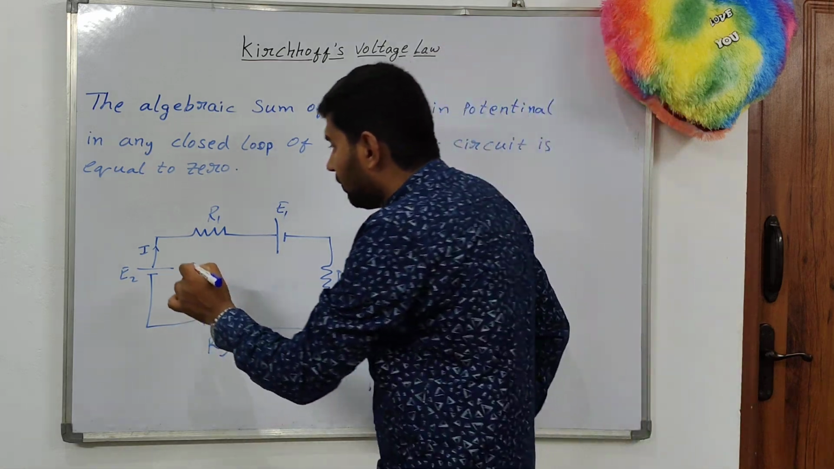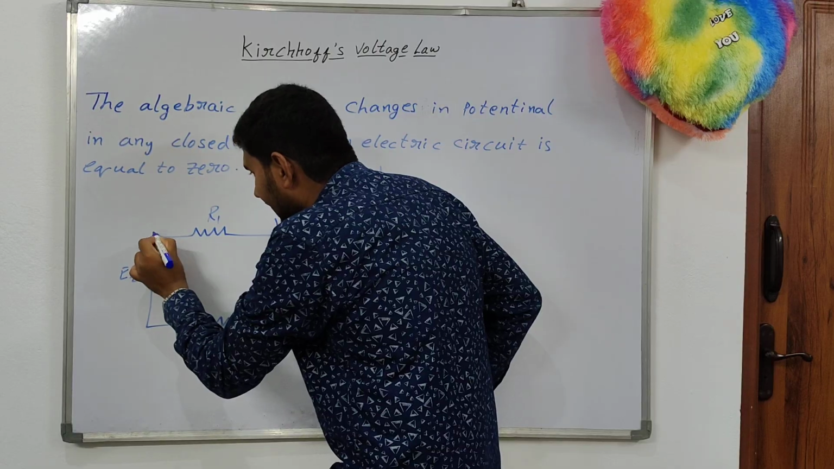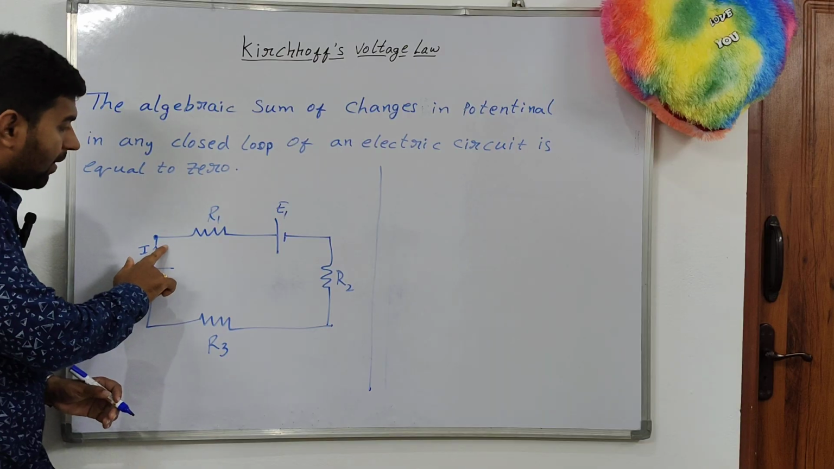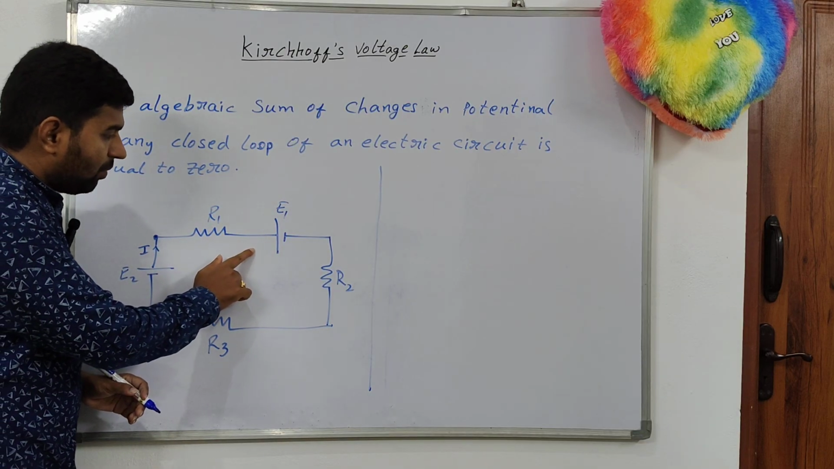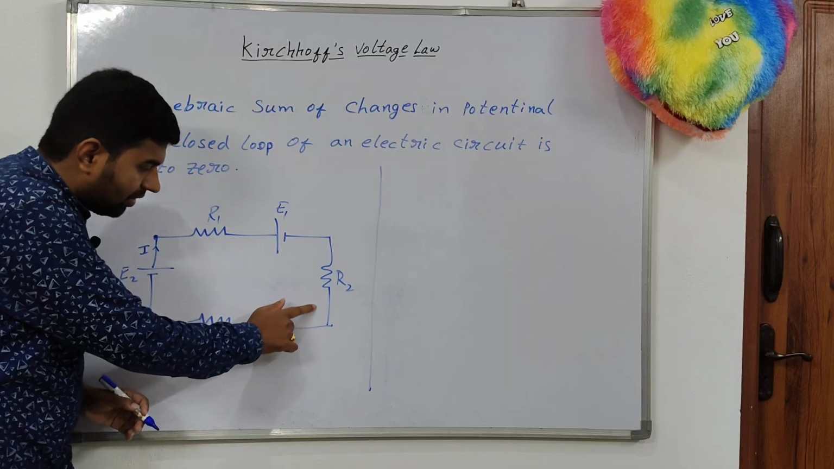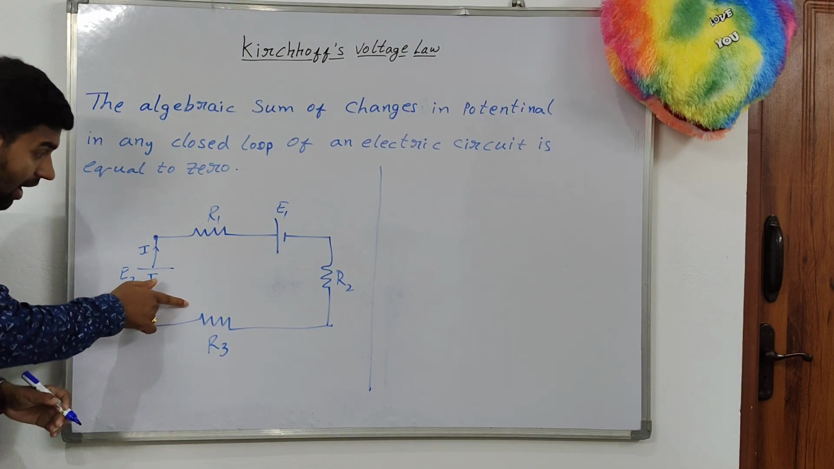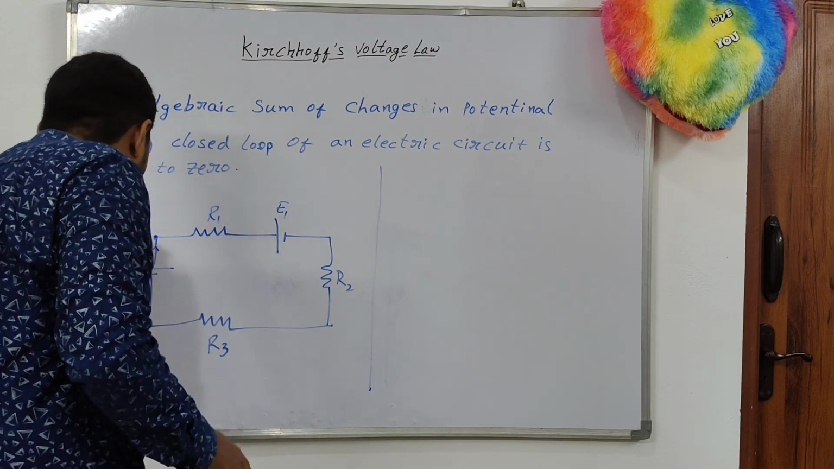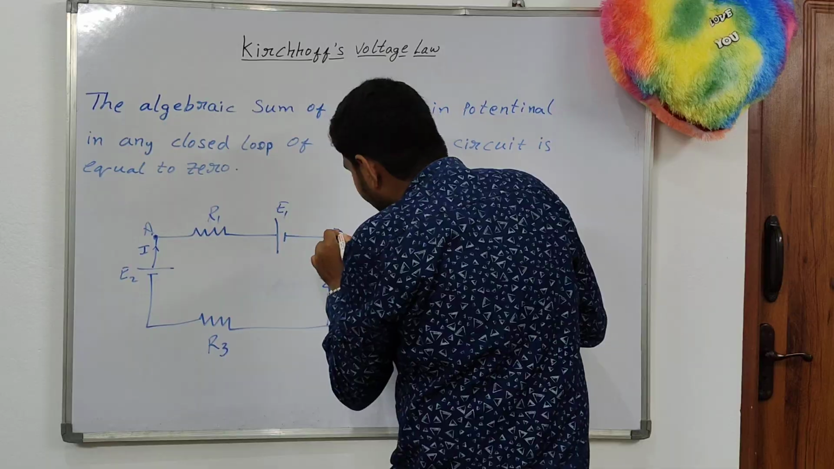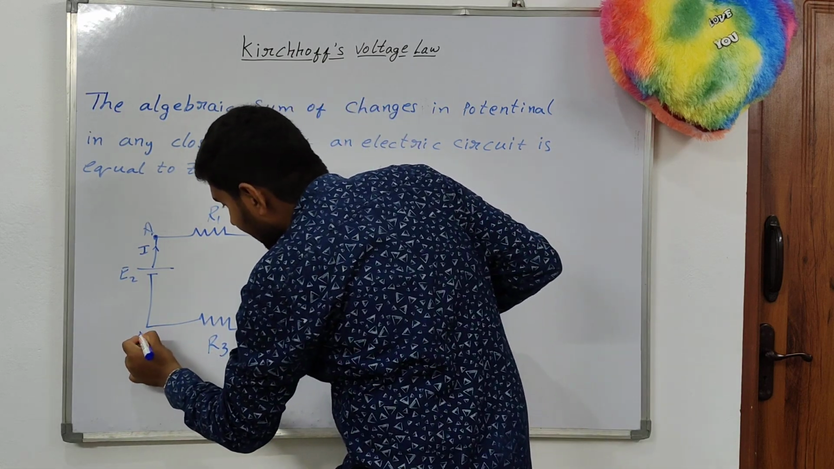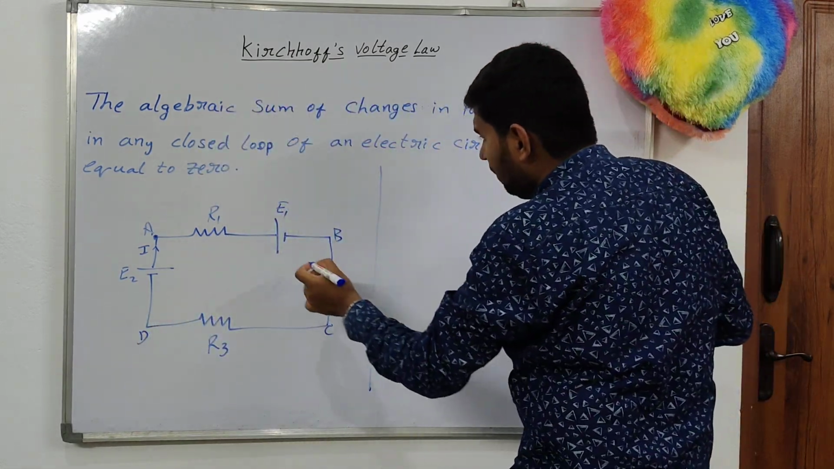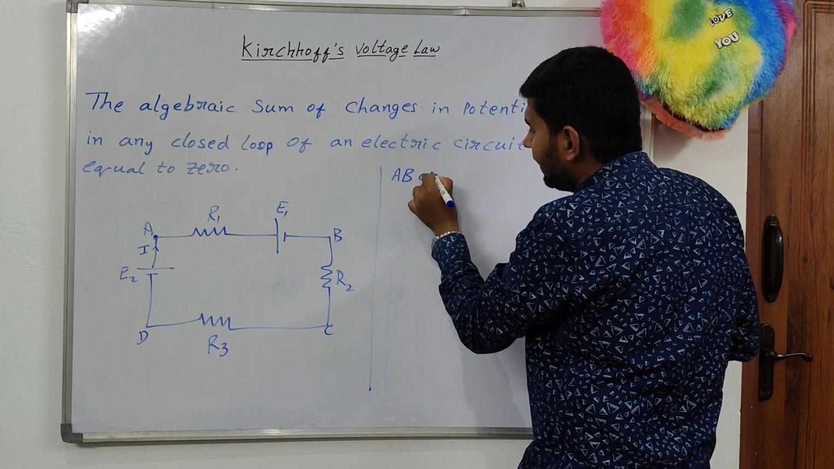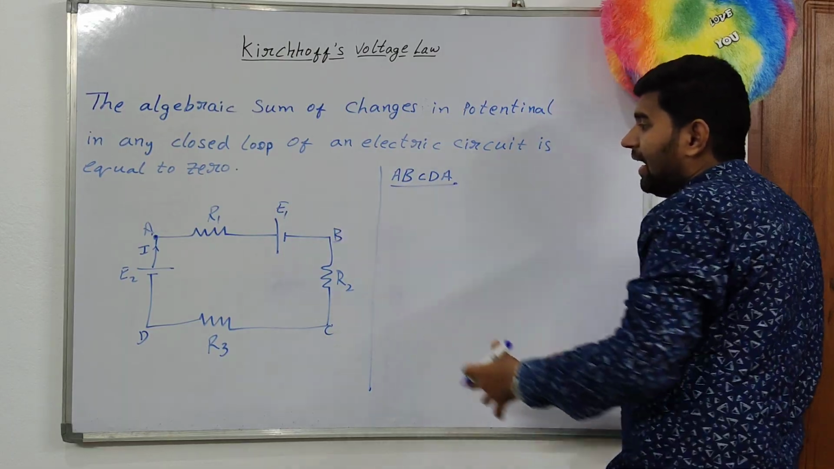Suppose I start from here, pass through this resistor, and move from the resistor to EMF E1, after that resistance R2, after that R3, after that EMF E2, and finally I return to the same point. Let us assume these points are A, B, C, D. What is the loop here? A, B, C, D, A.